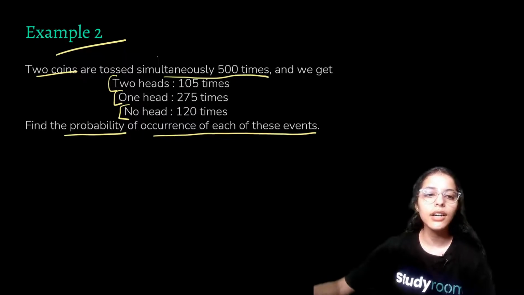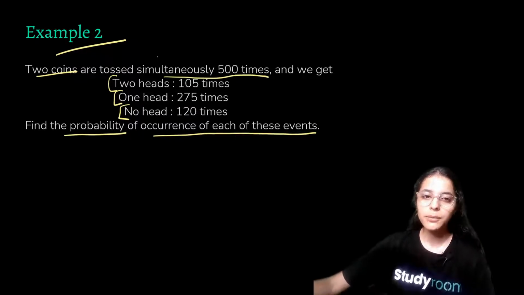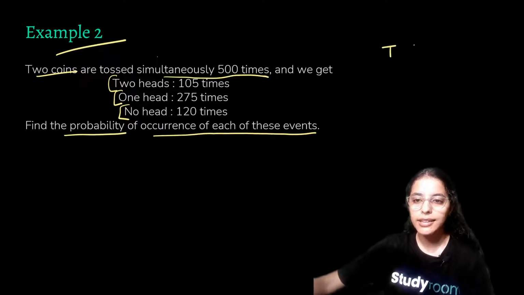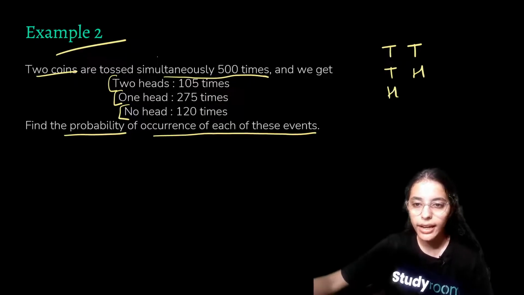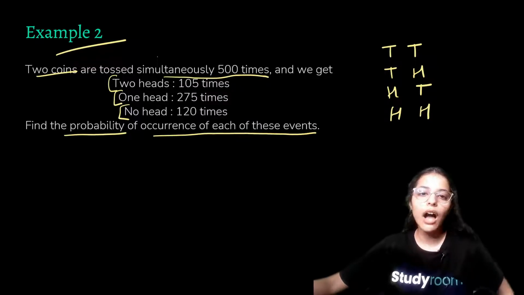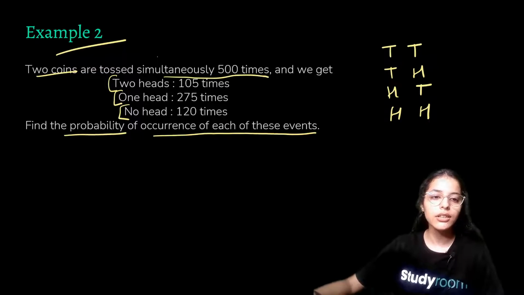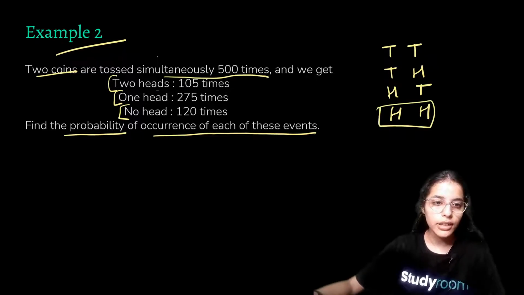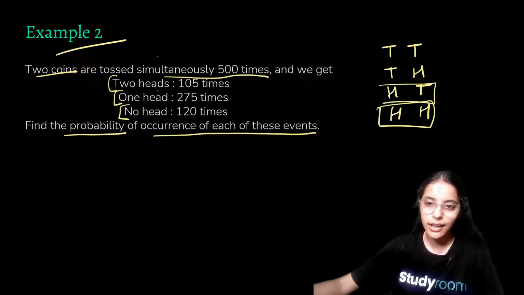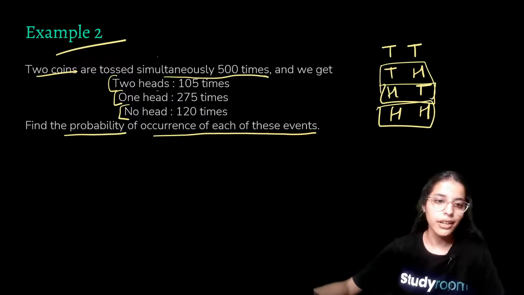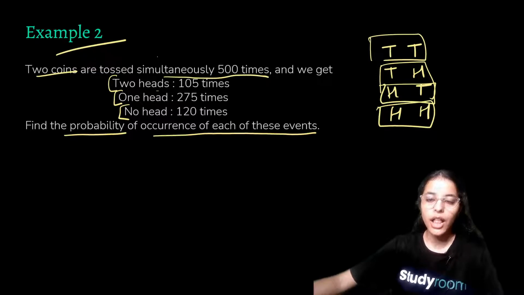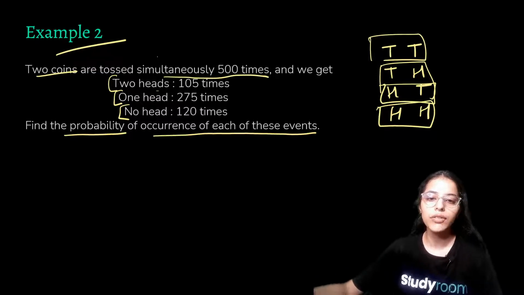Now let us see the outcomes that we can get. That is, we can either get 2 tails, we can get 1 tail and 1 head, 1 head and 1 tail, or we can get 2 heads. So these are the outcomes that we can have. And now we are given the 2 heads, that is this, or we're given 1 head, that is these 2, or we're given no heads, that is this. Now we have to find out the probability of these events.